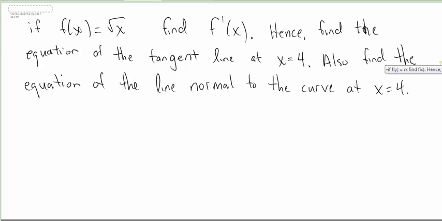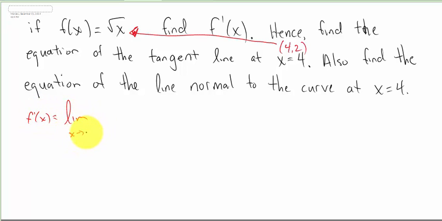Next example. If f of x is the square root of x, find the derivative. Hence, that means use what we just did. Find the equation of the tangent line at x equals 4. Also find the equation of the line normal to the curve at x equals 4. Well, first, x equals 4 means the ordered pair 4, 2 is on f of x. We'll need to know that when we write the equation. But first we need the derivative.